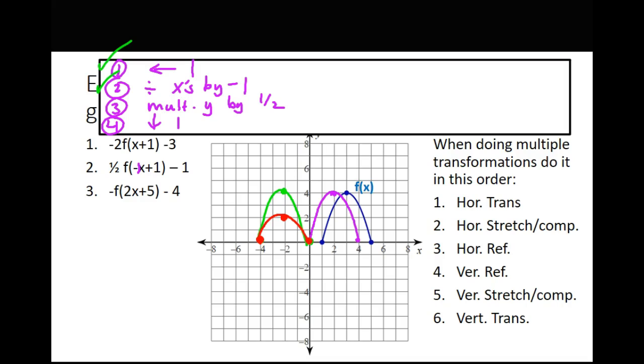What's my last transformation? Down 1. Down 1. That's your final answer. The rest of it was intermediary steps, so we don't actually keep it. We don't need those. That's my final answer.